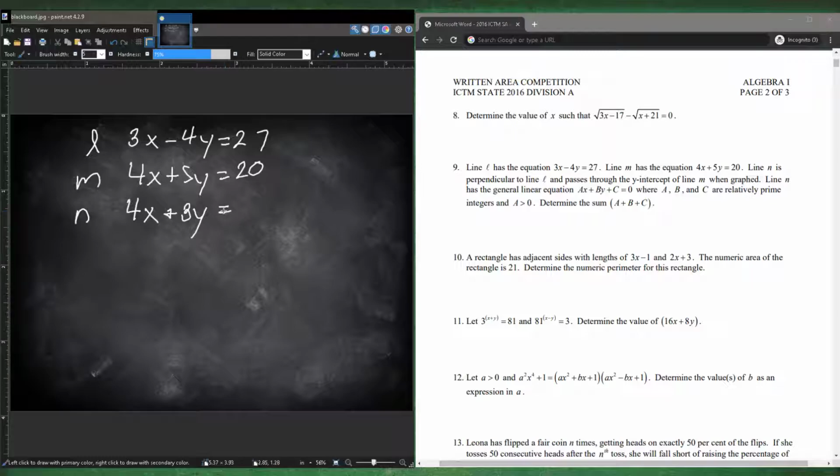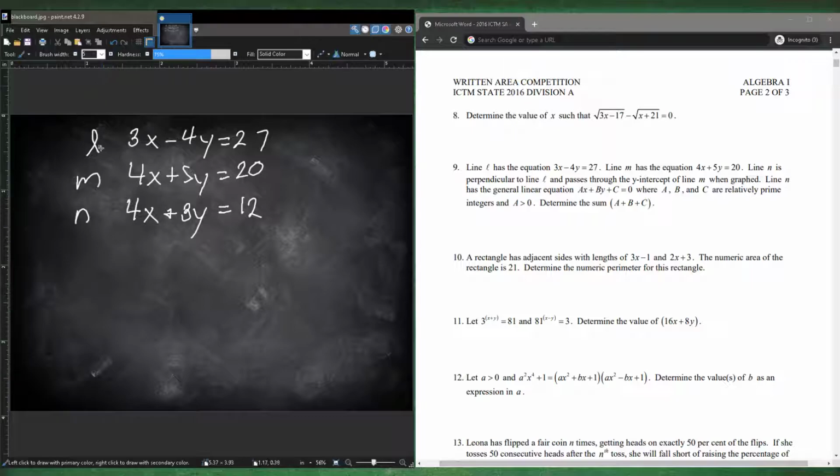So we need to find a point. So it passes through the y-intercept of M. So the y-intercept of M is 0 for x, and then some value for y. So if x is 0, that means y is 4. So if this is 0 and this is 4, that makes this one 12, right? Because 4 times 0 is 0, plus 3 times 4 is 12.